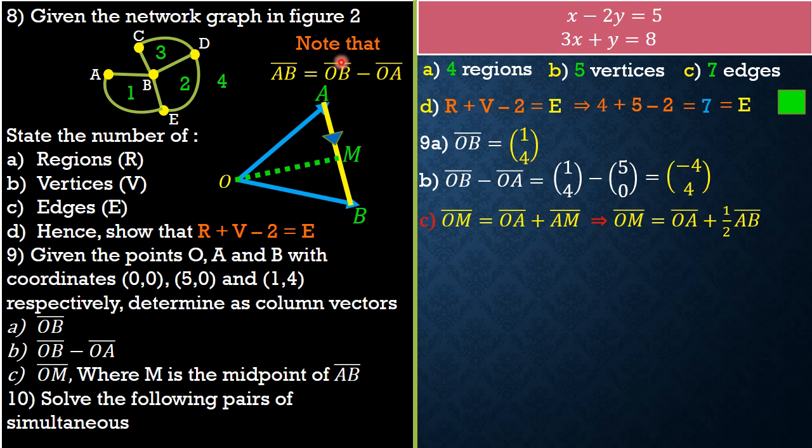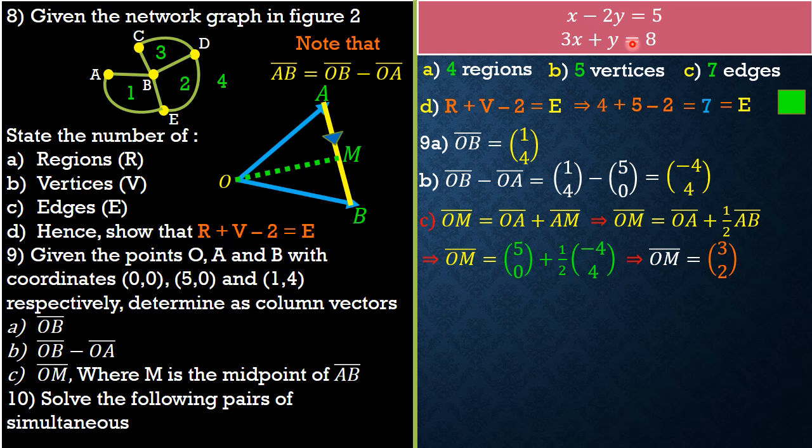But friends, what is our AB? AB, like I said, is OB minus OA, which is the vector that we have here, (-4, 4). So if we simplify everything and plug in the values, we have OM to be the same as OA, which is (5, 0), plus 1/2 of AB, which is (-4, 4). If we simplify it correctly, we are going to have our answer to be (3, 2). Great. That's it, friends.